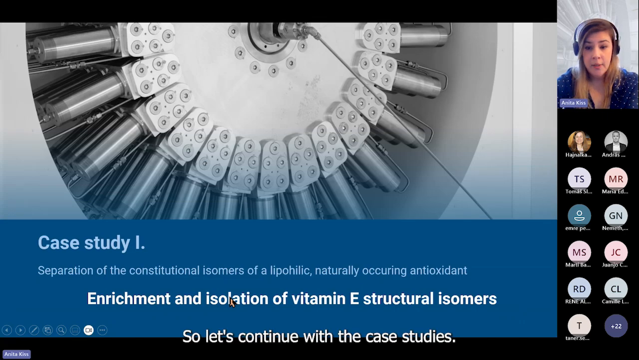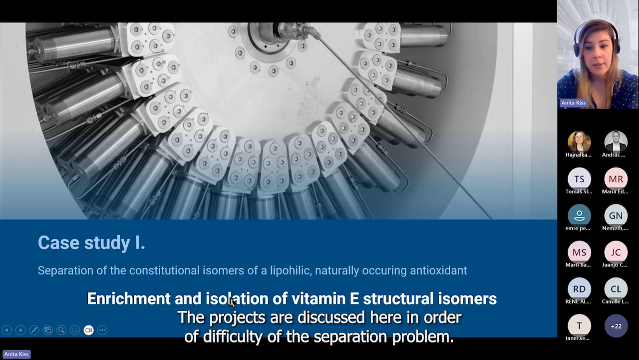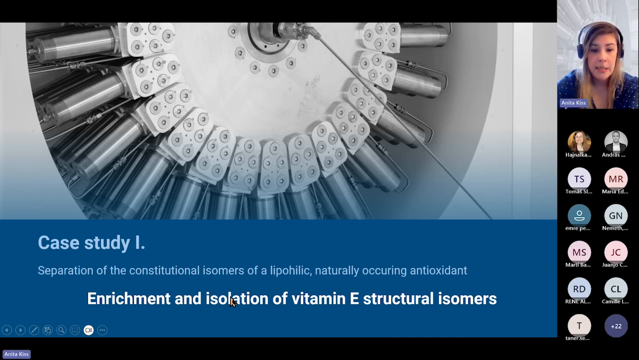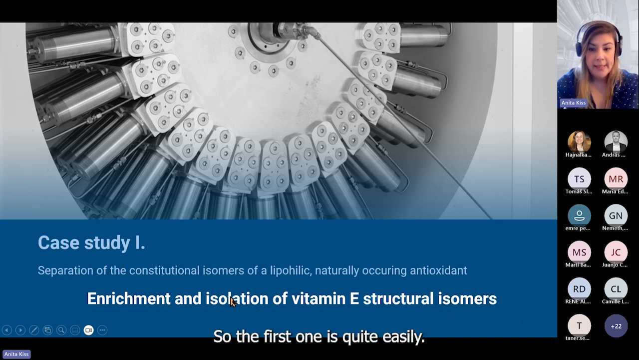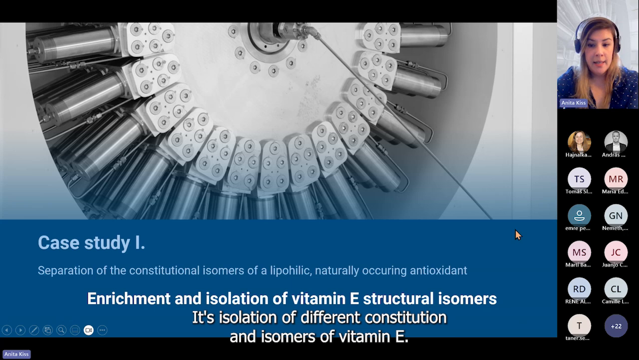So let's continue with the case studies. All of these projects were carried out for a request of industrial collaborators. The projects are discussed here in order of difficulty of the separation problem. So the first one is quite easy. It's isolation of different constitutional isomers of vitamin E.